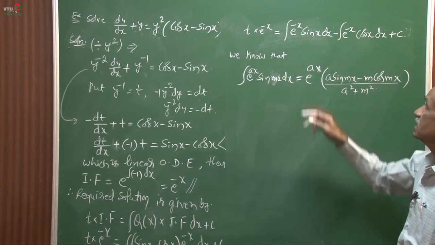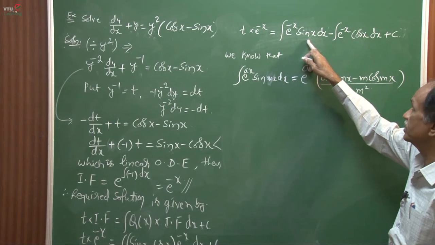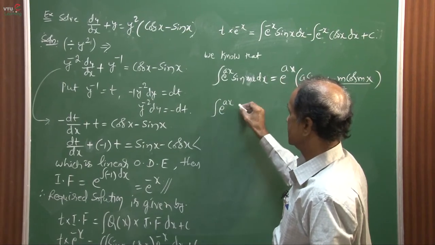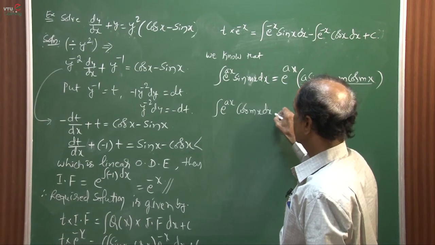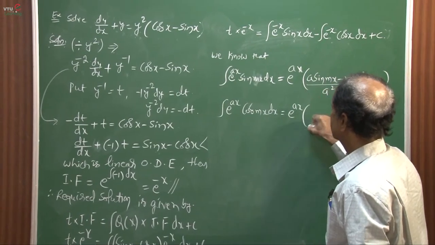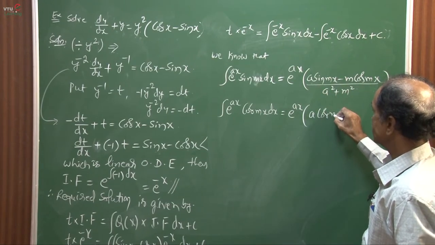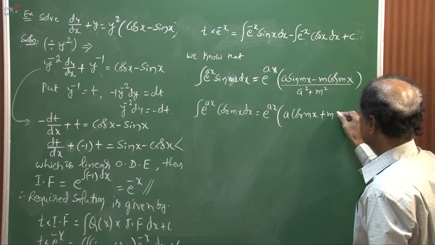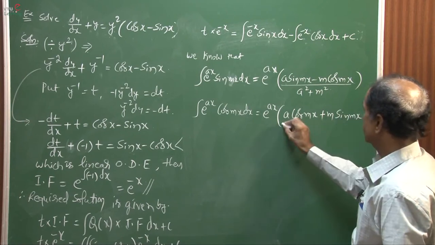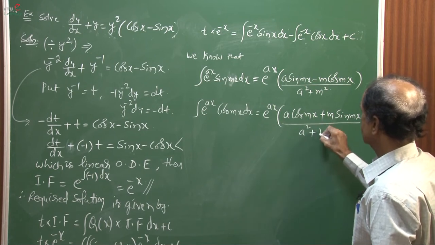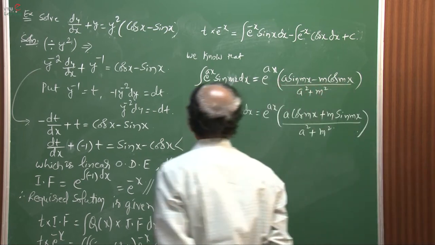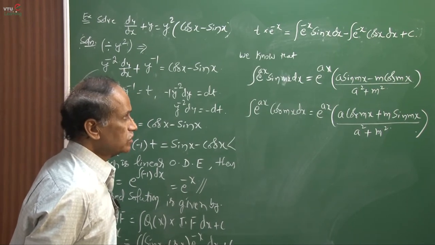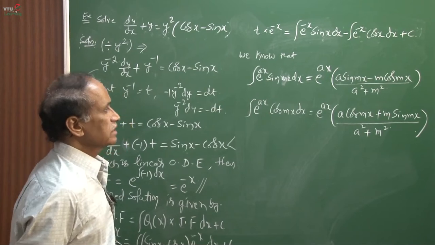This is for the product where exponential is multiplied by the sine trigonometric function, and another one is exponential multiplied by the cos trigonometric function, that is e to the power ax cos mx dx. It should be e to the power ax, and here a cos comes first, a cos mx, and in the case of cos it should be plus m sin mx, divided by a square plus m square, right. That is e to the power ax cos mx dx equal to e to the power ax into a cos mx plus m sin mx, right.